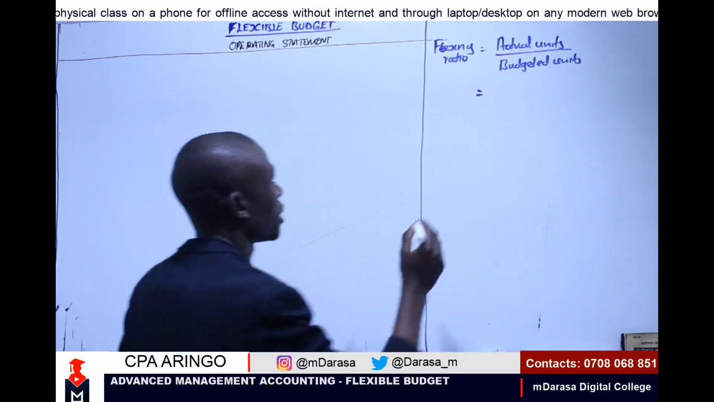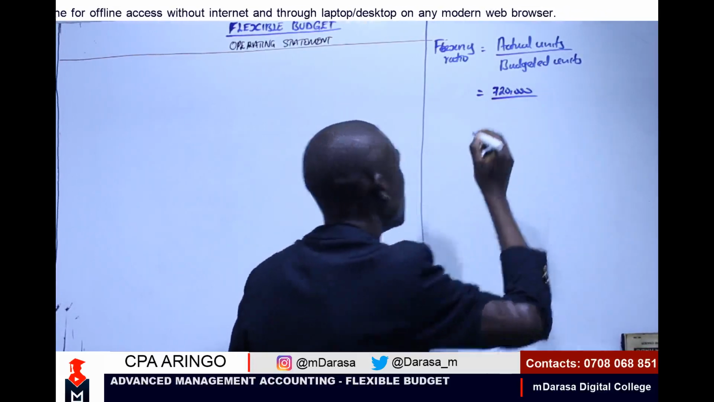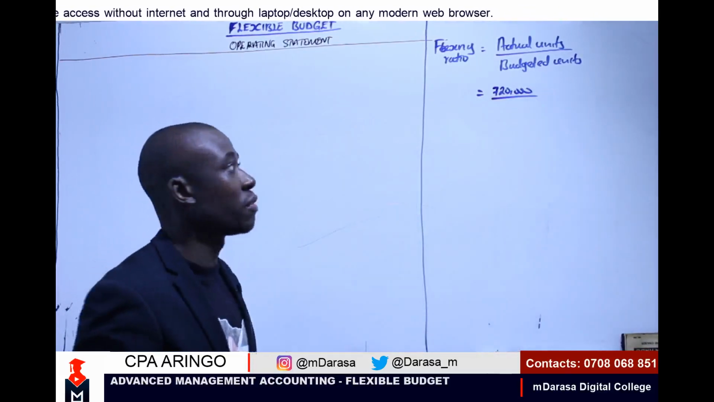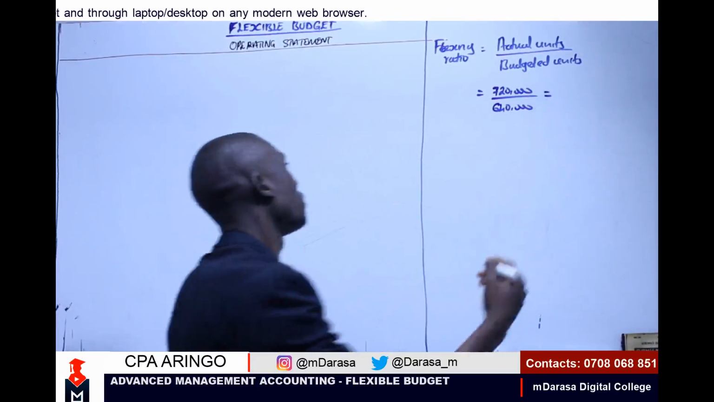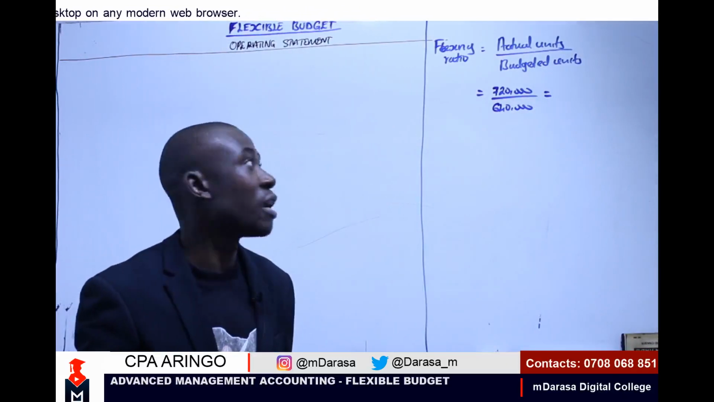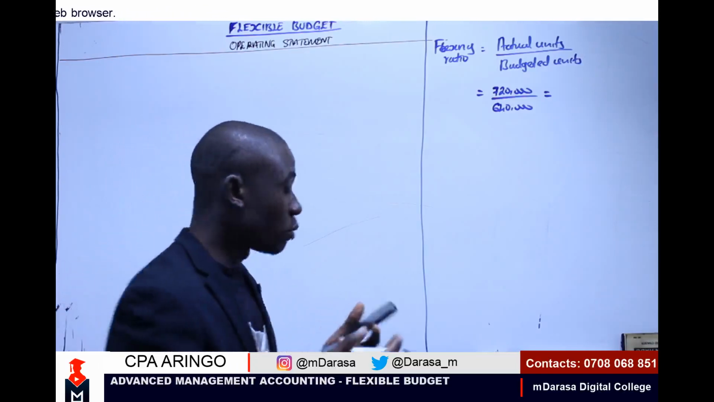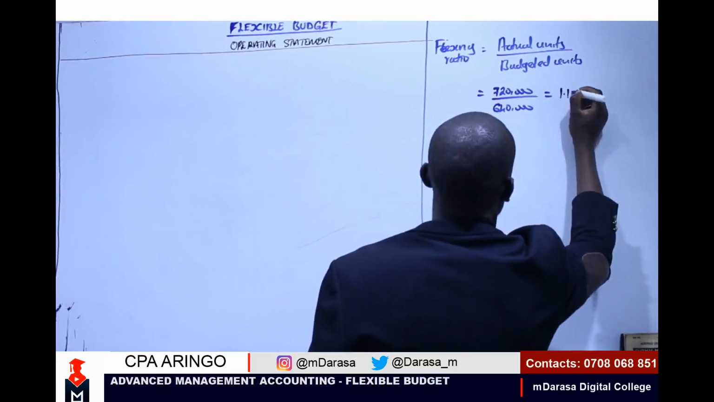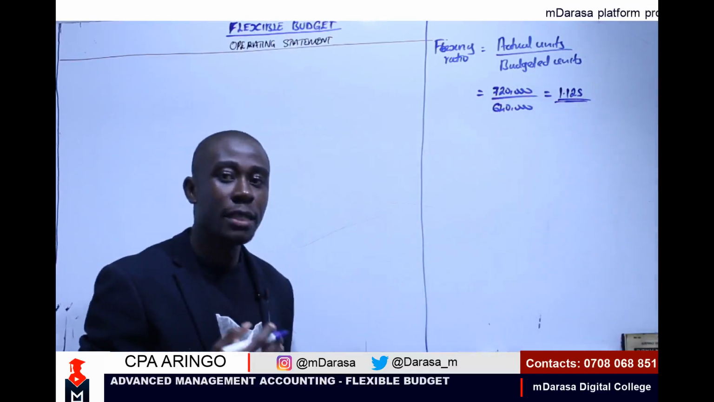In doing a flexing ratio, therefore, my actual units, I'm given 720,000 units. We divide by our budgeted units, which in this case is 640,000 units. So that should give us our flexing ratio. If we do 720 divided by 640, we get a figure of 1.125. So this should be our flexing ratio. It is this ratio that I'm going to use to adjust our budgeted data.